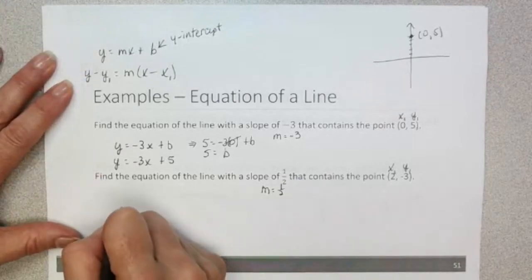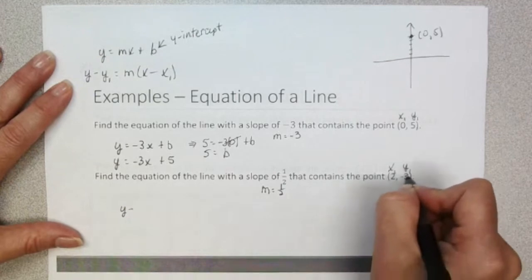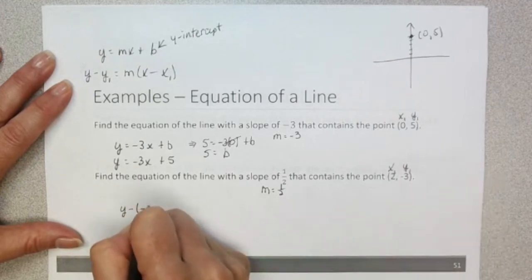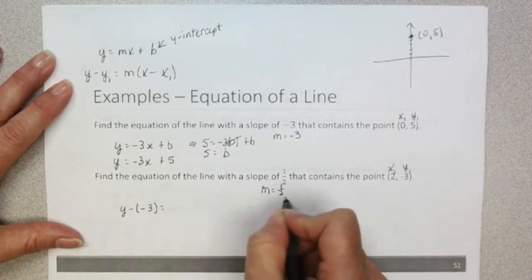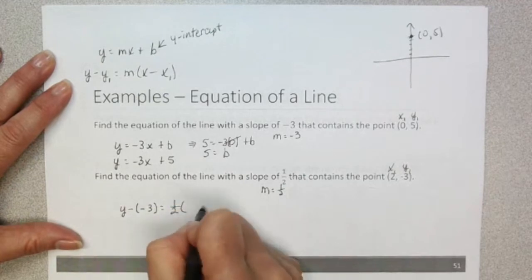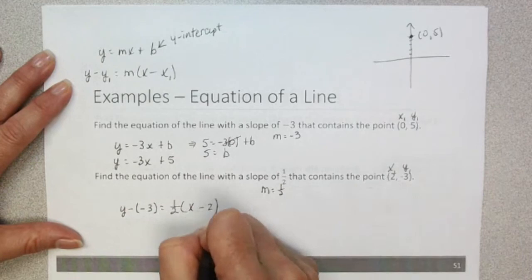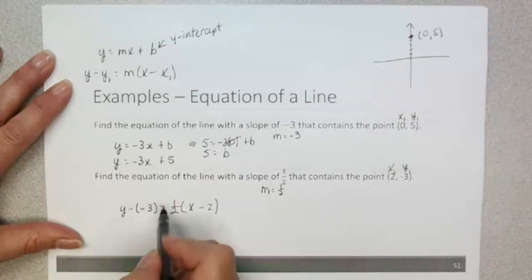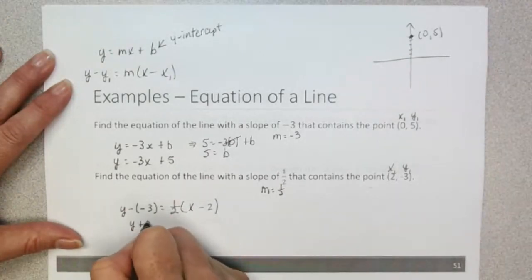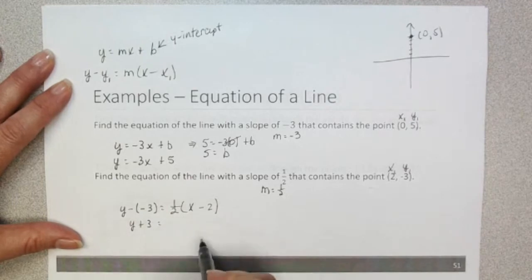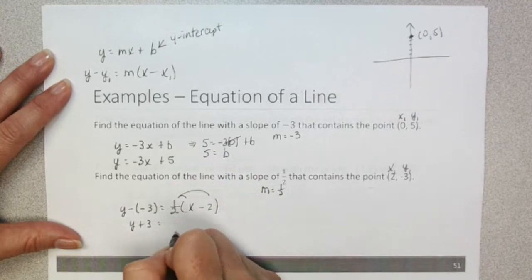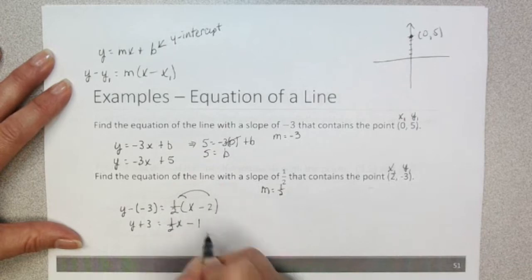Let's do that. So y minus y1, well, that's going to be negative 3. So y minus negative 3 is equal to m, the slope, that's 1/2, times x minus x1. x1 is 2. All right? Well, y minus negative 3 is y plus 3. And then let's simplify that right-hand side. We'll distribute that 1/2. It's y plus 3 equals 1/2 x minus 2 times 1/2, which of course is just 1.